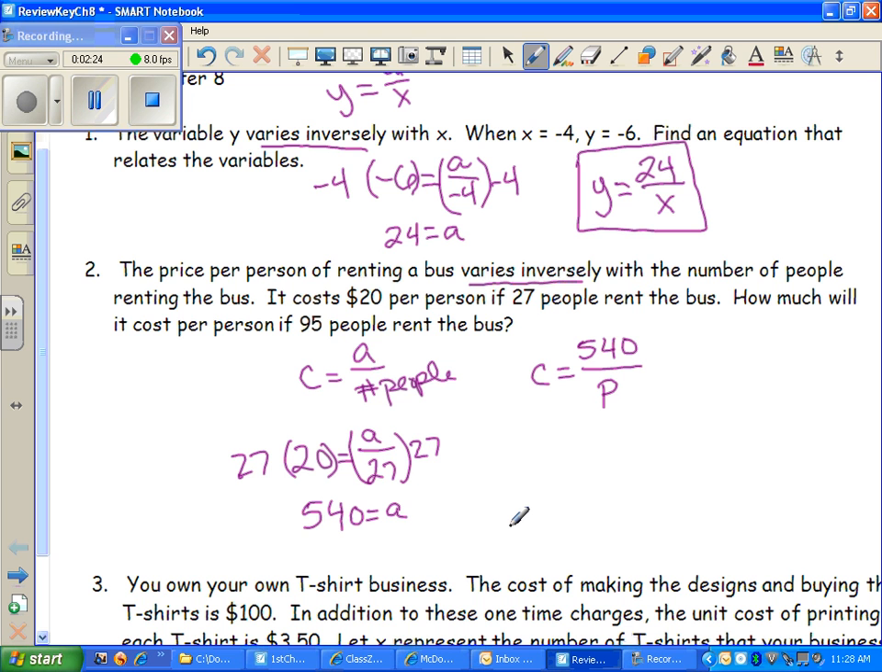Then they're saying an additional part to this. They want to know how much will it cost per person if 95 people rent the bus. So we want to know the cost, C, if it's 540 over 95 people. So 540 divided by 95 is $5.68. So the cost is $5.68 per person.